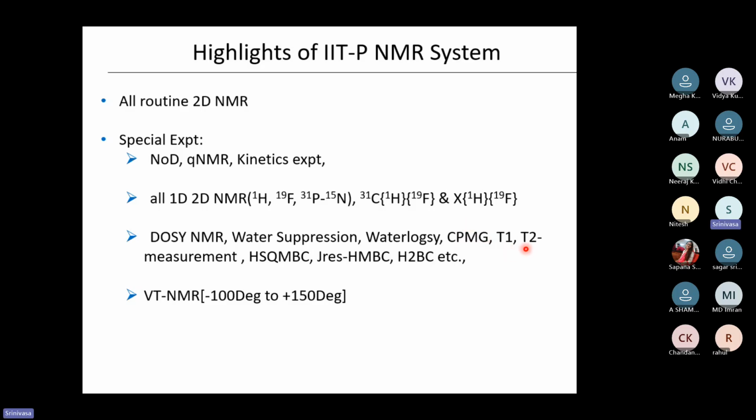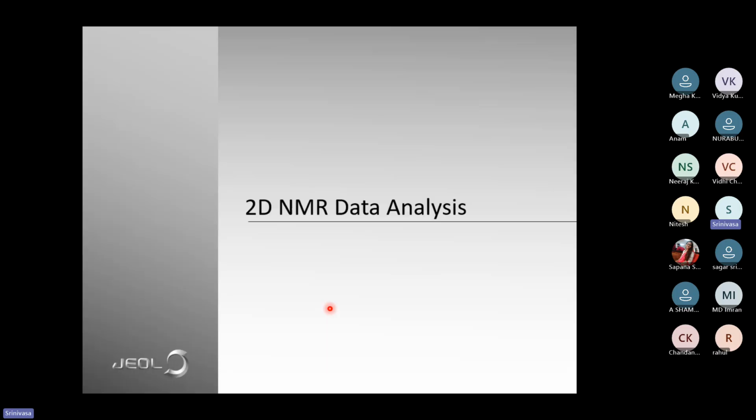T1, T2 experiments are relaxation measurement experiments. It's a very good experiment for identifying the dynamics of the molecule. HSQMBC is one of the new experiments. It's basically not a new experiment; the experiment is very old, but it was highly optimized on our system. Now you can use it to identify heteronuclear J coupling values. J-resolved HMBC, H2BC experiments, there is a big list. You can use those. Variable temperature in solution state, from -100 to +150 degrees, you can do.